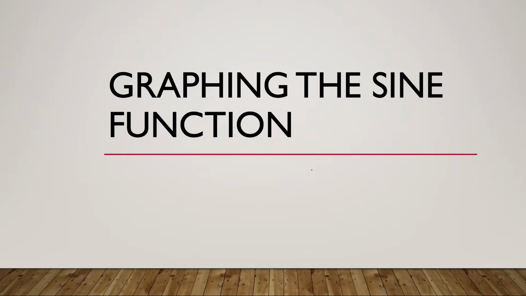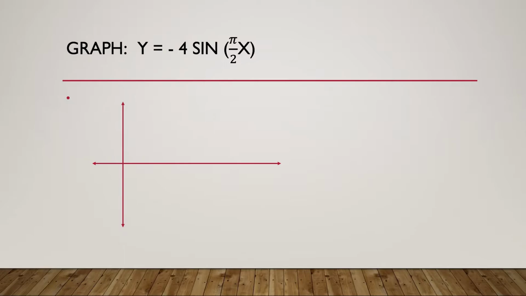Okay, so we're going to continue. What I want to do now is show you a sine function graph that involves all three of the transformations that we talked about. All right, so our problem is asking us to graph y is equal to -4 sine pi over 2x. And so we have all three things going on.